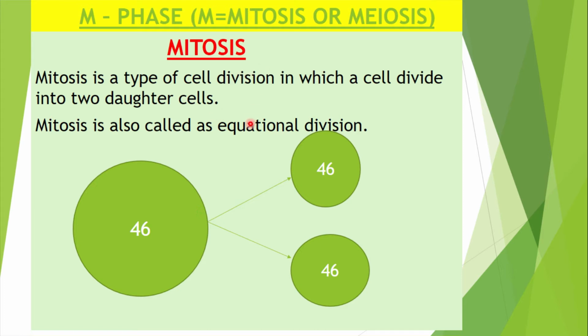This mitosis is also called equational division. Why is it called equational division? Because the number of chromosomes present in the mother cell and daughter cells are equal. For example, if the mother cell has 46 chromosomes, the daughter cells will also have 46 chromosomes. The chromosome number is maintained in the mother and in the daughter cells.